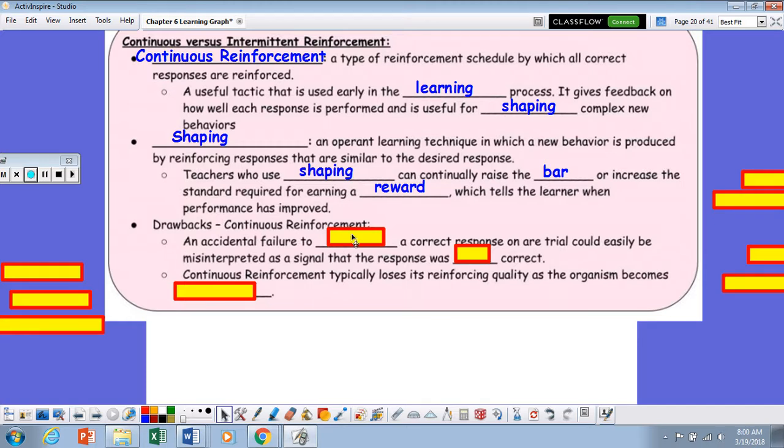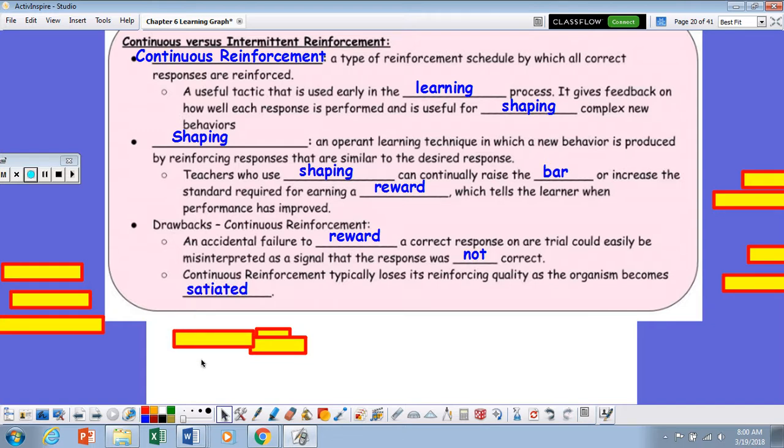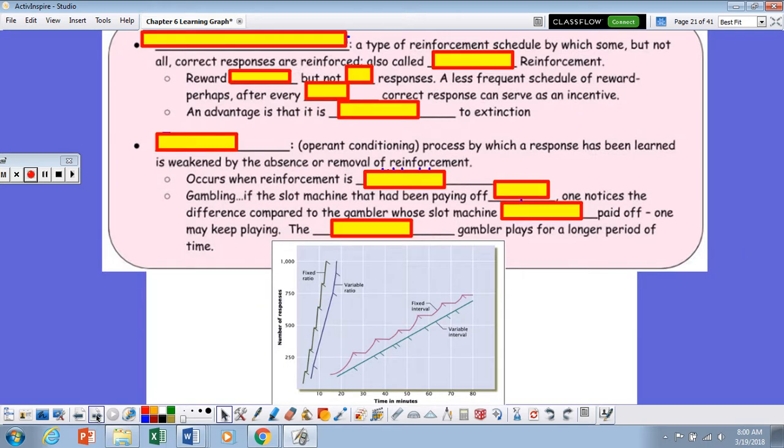There are some drawbacks, and it's possible that you can accidentally fail to reward a correct response. So maybe somebody does the correct behavior, but you're not quick with the reward on your end, and that might be misinterpreted that the response was not correct. And hence that might not necessarily help get the behavior to be repeated. Continuous reinforcement typically loses its reinforcing quality as the organism becomes a little bit full. So we need to look for different ways of shaping that behavior.